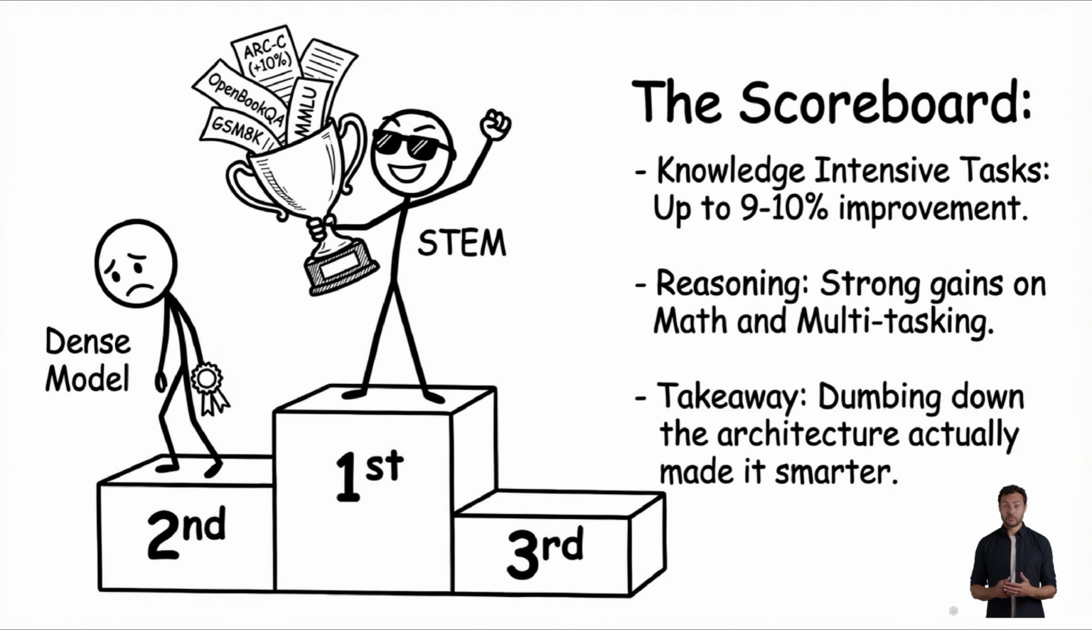The next bullet point zooms in on reasoning, where the gains are especially strong. The slide calls out math specifically, and it also notes multitasking, meaning the model holds up better when it has to juggle multiple instructions or objectives at once. And the takeaway ties it together, simplifying or dumbing down the architecture was, in this particular way, actually produced smarter behavior, not worse.